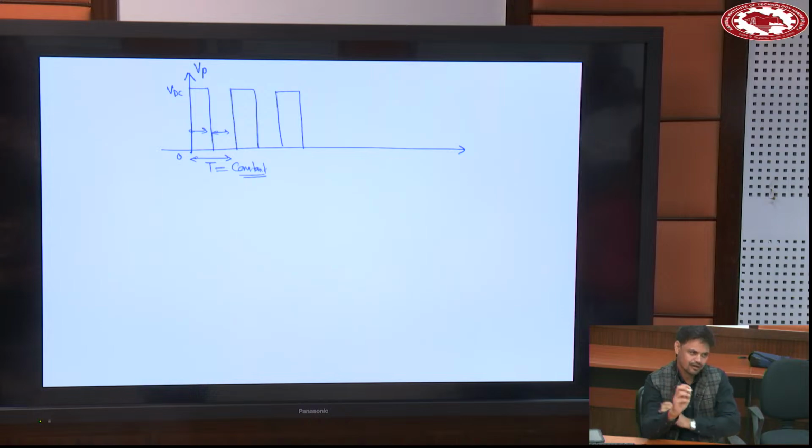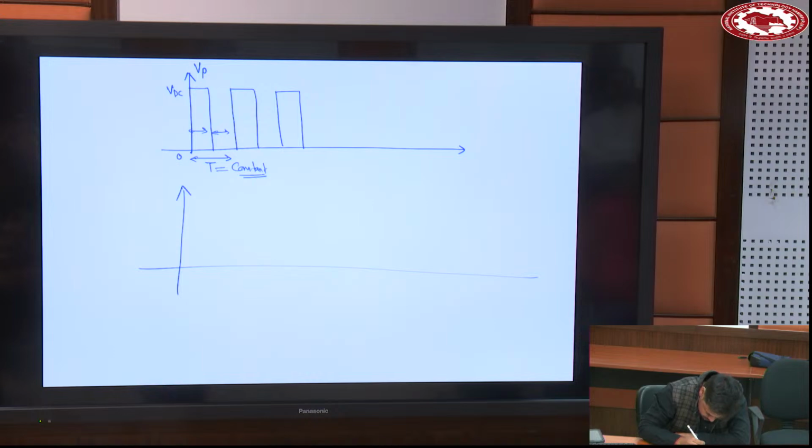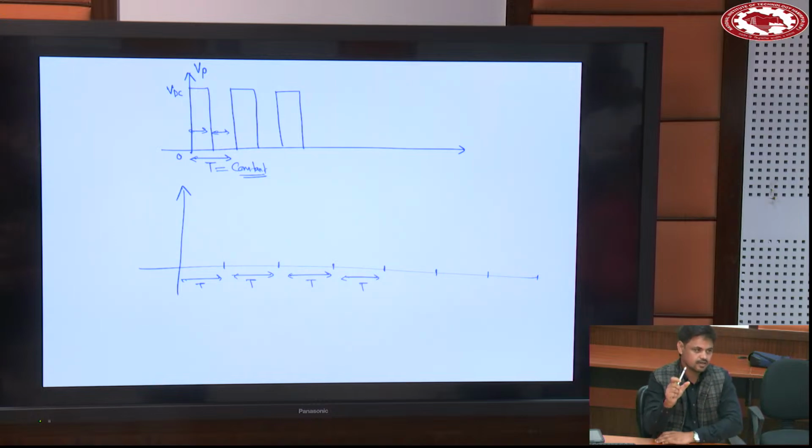Get it or not? Not get it. Again, this is T, this is T, because I am keeping T constant.